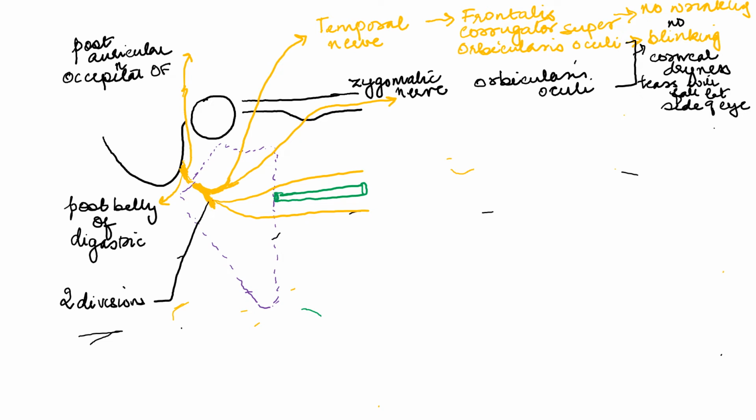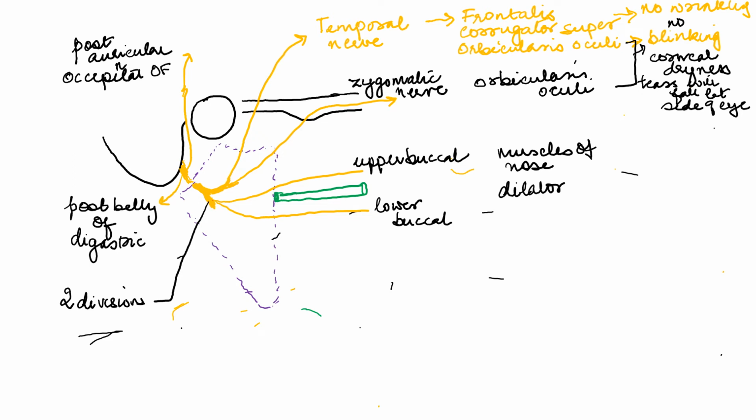So this is the duct of the parotid gland, and the branch which is running superior to it and the one which is running inferior to it are the upper buccal and lower buccal. Now, seeing its placement, you can understand that this is going to supply the muscles of the nose as well as the dilators of the upper lip, the muscles of the upper lip. So this will be coming in with the upper buccal.